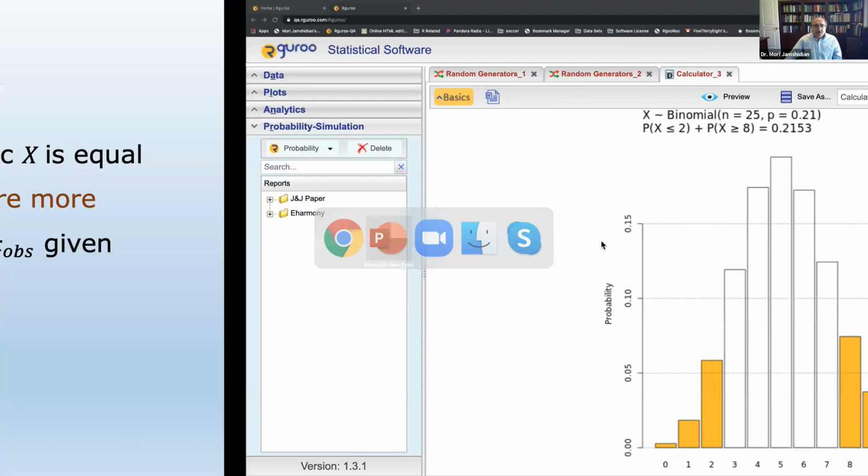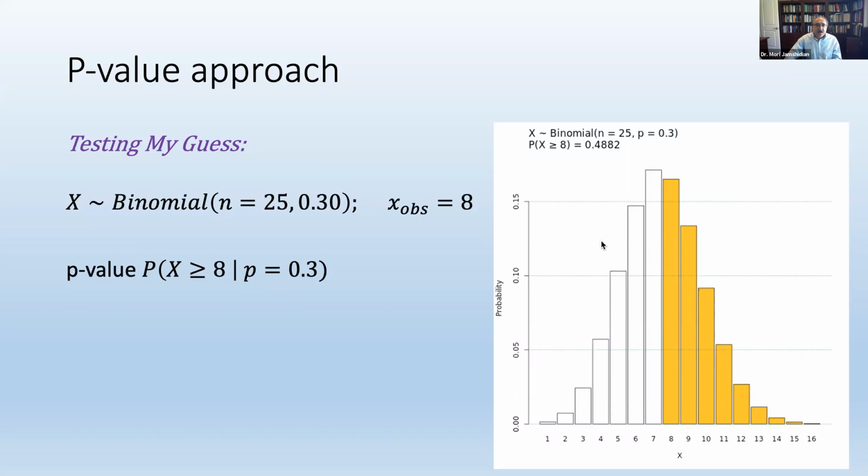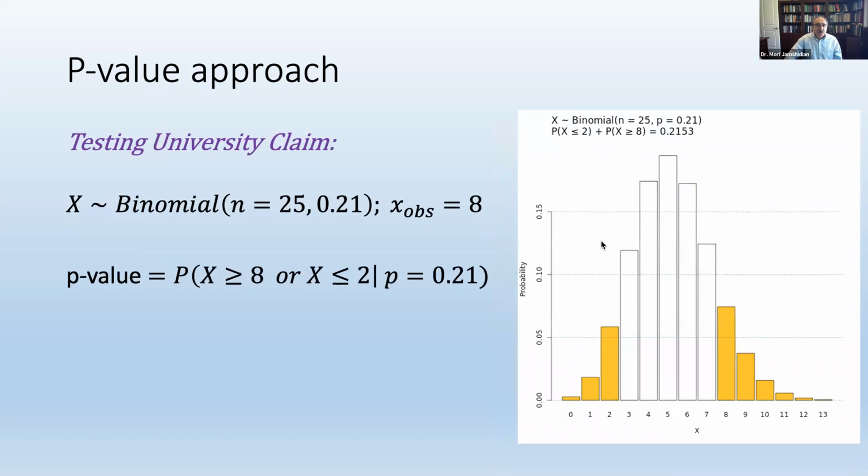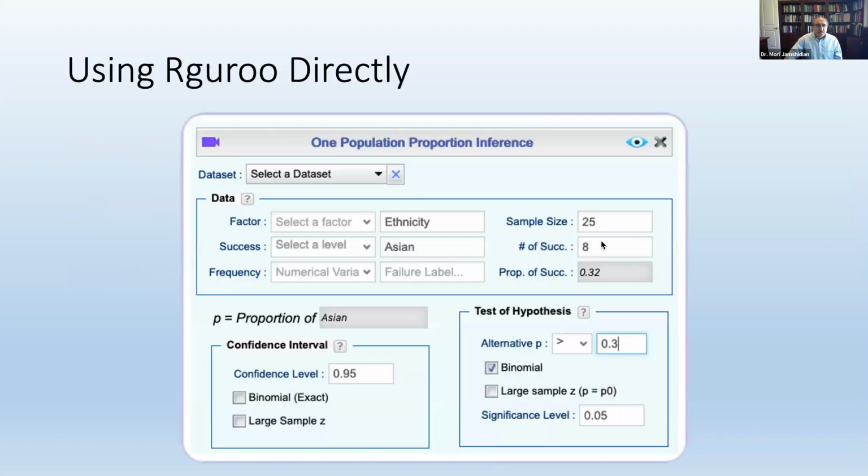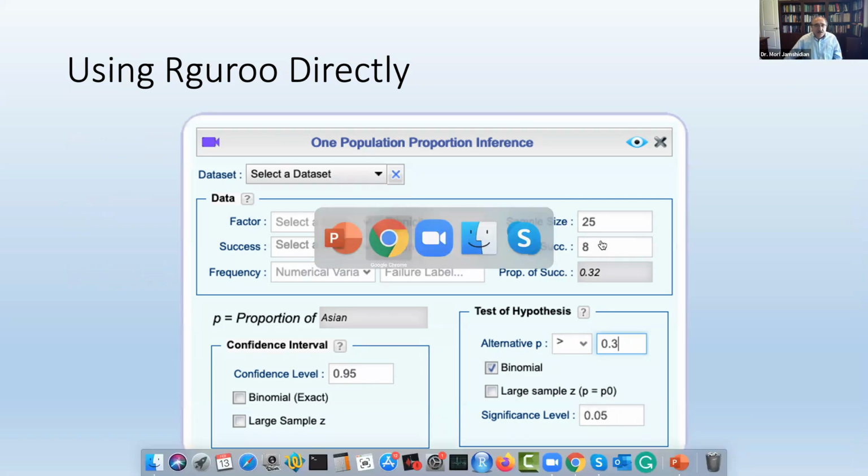Let me go back to the PowerPoint here. Again, I have these slides for you, which I will share after the webinar. So do the students have to go through all of this every time they want to compute a p-value or a critical region? Fortunately, the answer is no. There is a direct way to compute population proportion inference in Rguroo, and let's go and do these problems there.